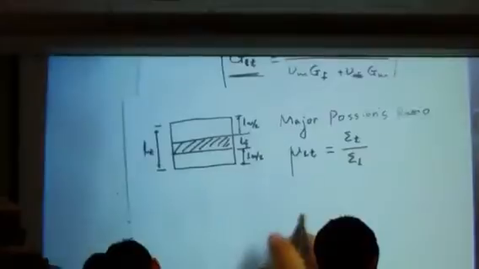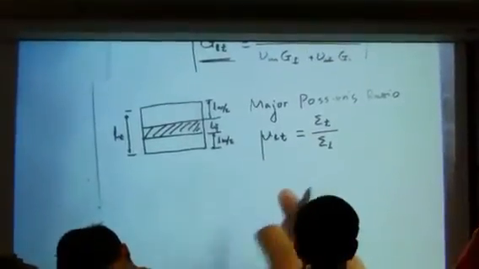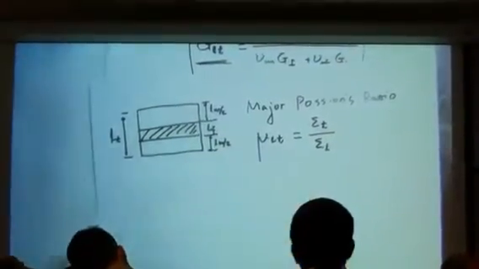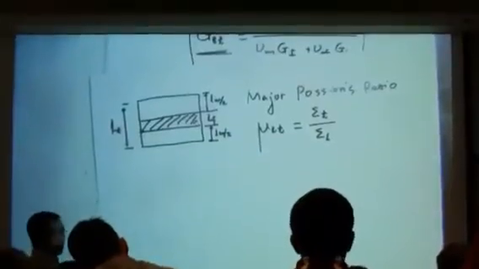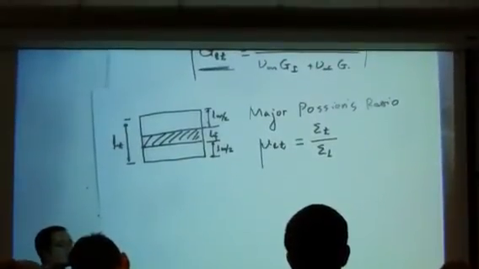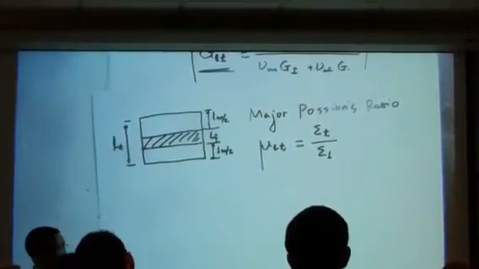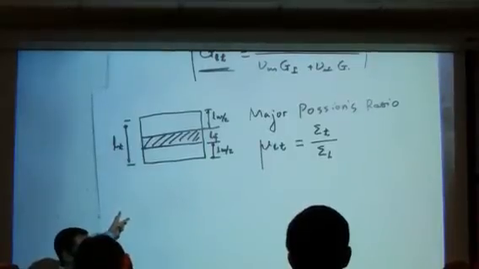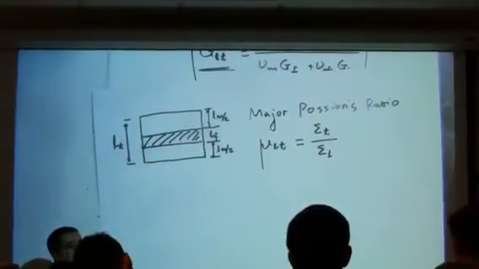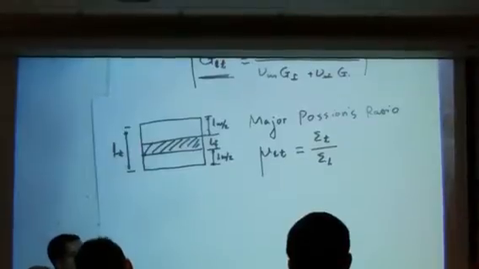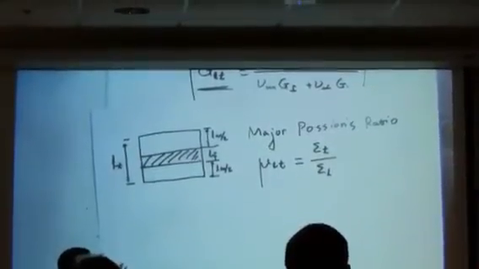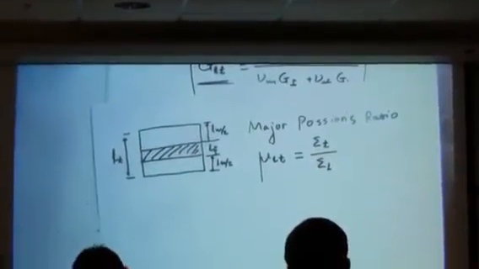And I'm going to introduce another one later. I'm going to derive the relation between this major Poisson's ratio and the Poisson's ratio of the filament and the matrix itself, because you are combining two materials. Each material has its own Poisson's ratio. What is the relation between the Poisson's ratio of the whole composite and the Poisson's ratio of each material?